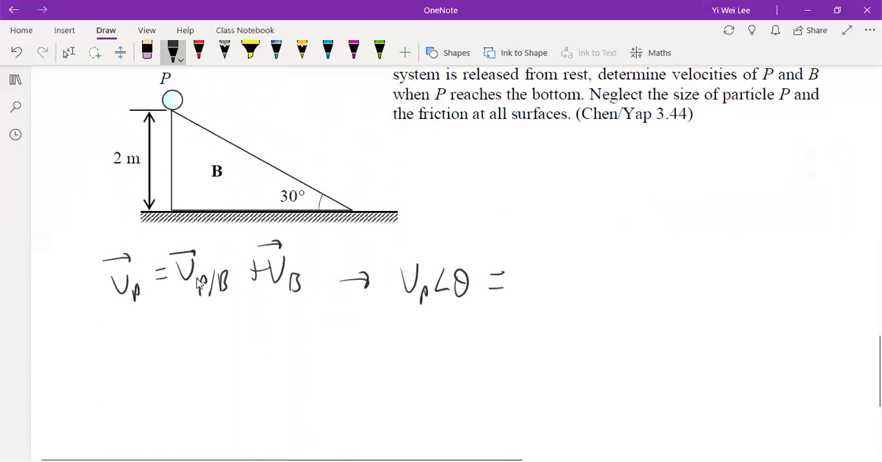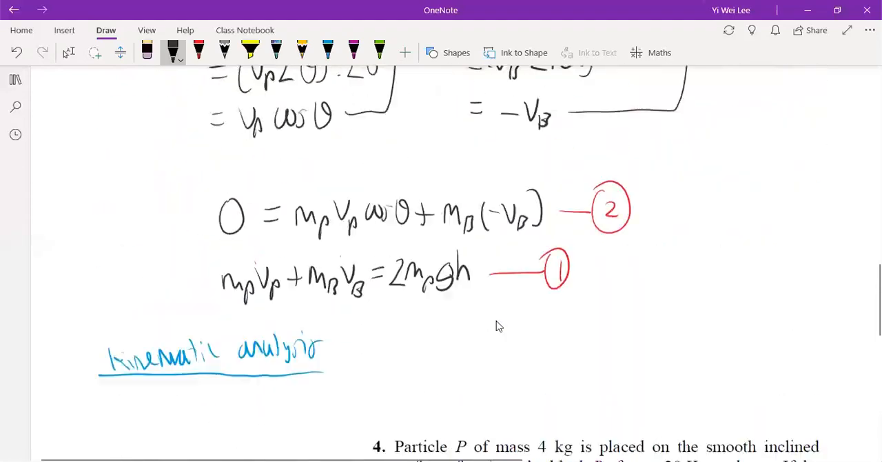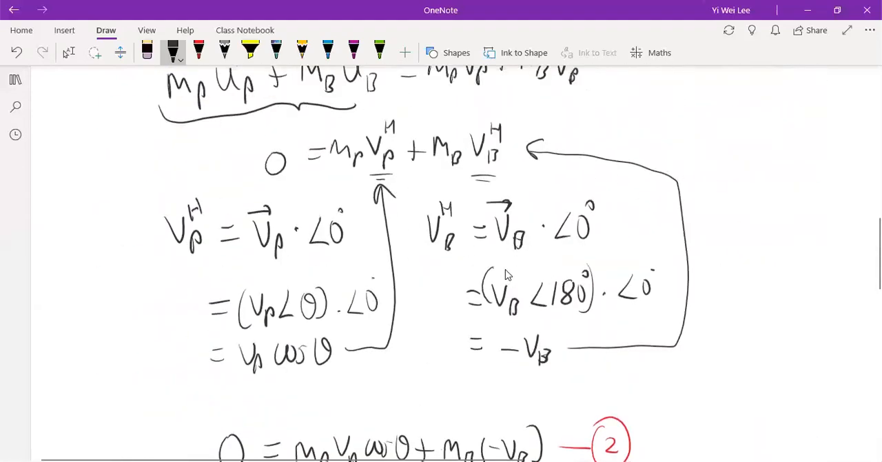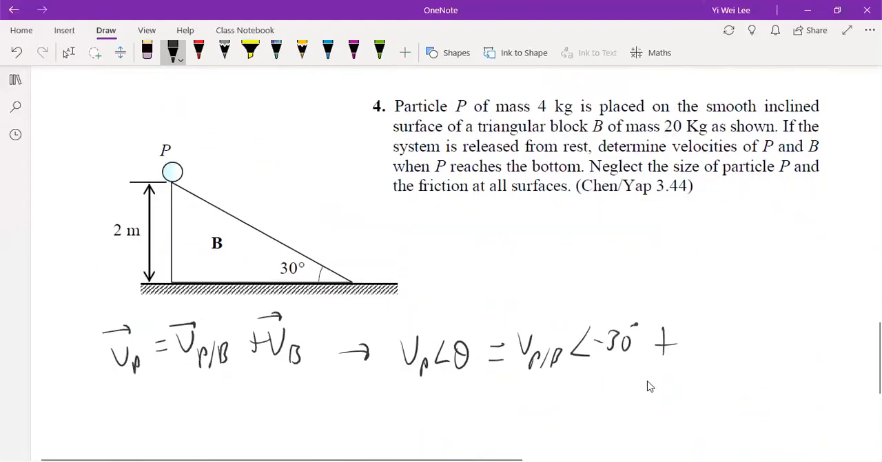What is velocity of P with respect to B? Now this is very interesting because velocity of P with respect to B, in B's perspective, P is definitely going in the negative 30 direction. Let me repeat. In B's perspective, P is definitely going in the negative 30 direction. So we can say that it is Vp/B direction, negative 30 degrees. Perfect. Plus Vb. Now what is Vb? Vb is something we can get from here, which is just Vb direction 180.